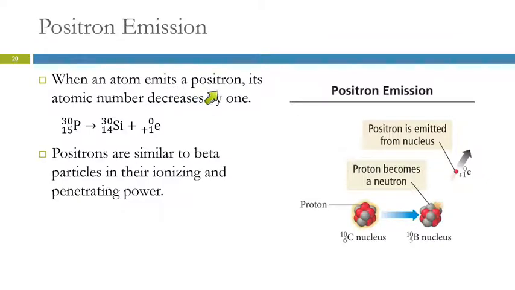So if an atom emits a positron, the atomic number decreases by 1 because you've turned a proton into a neutron. So you can have phosphorus-30 becoming silicon-30, with a positron being emitted. Positrons are similar to beta particles, to electrons, in their ionizing power and penetrating power. Questions?